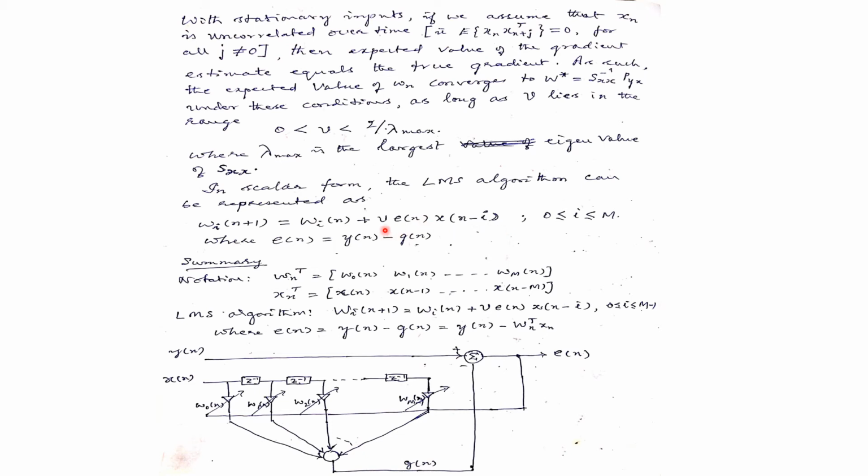We have already seen v into e(n) x(n). This x(n) is basically x(n minus i). I can have values from 0 to m, where e(n) is y(n) minus g(n), that is the error signal. So the structure is the same as the filter configuration. The only thing is we are providing feedback to these filter coefficients, which would change with respect to time. This is about the adaptive filter configuration.